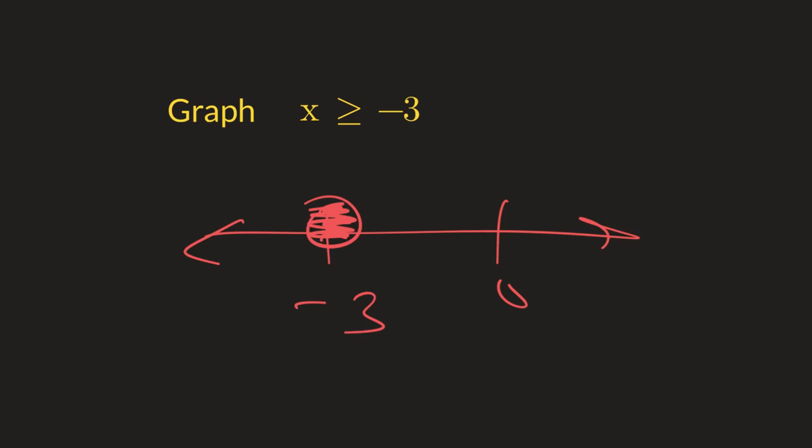Where would you find values that are greater than or equal to negative 3? To the right. Closed circle around negative 3, arrow to the right. We now have a visual representation of this inequality and all the values that would be greater than or equal to negative 3. And we include negative 3 this time because negative 3 is greater than or equal to negative 3. That is a true statement. Okay? Guys, if you see a little line underneath that inequality, it's going to be a closed circle. That is an or equal to situation.